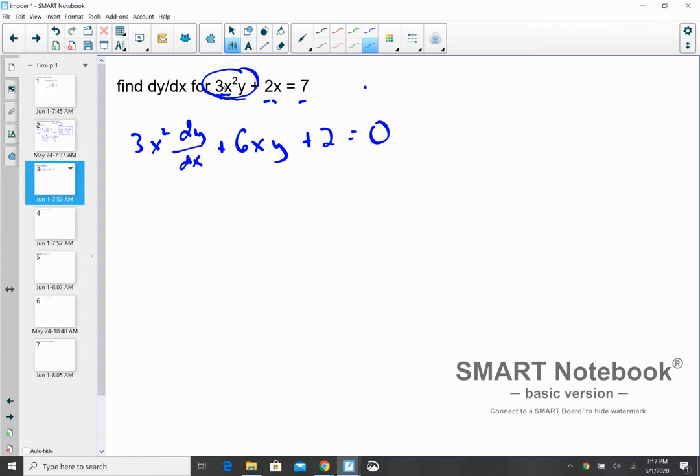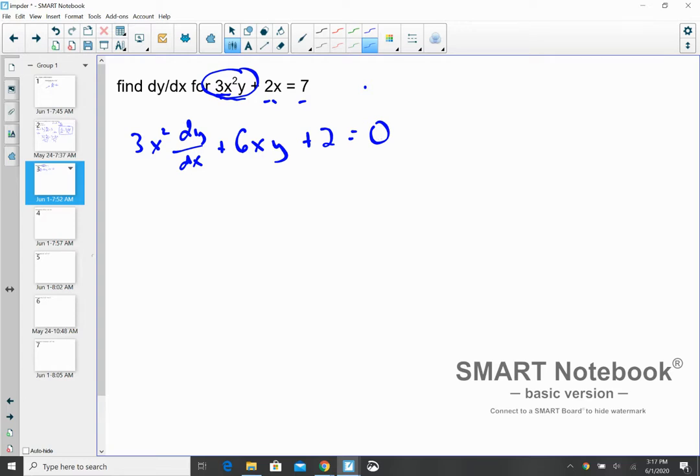Plus, then you take the derivative of 3x squared. Bang, that's what you get, 6x. Then you don't do anything to the y. Since I did not do anything to the y, I do not need to put a dy/dx there. Them's the rules. Then the derivative of 2x just became 2. The derivative of 7 becomes 0.